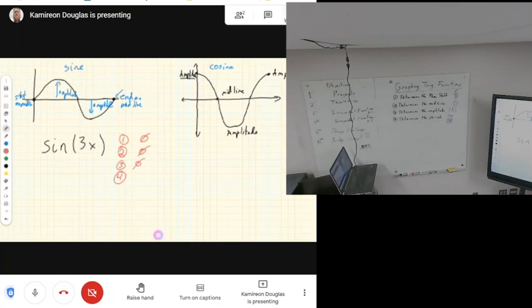Not 1/3 either. The new period is 2 pi over 3. Remember, you plug the b value into the function. So it's 2 pi over 3, so that's our new period. Meaning we'll take exactly 2 pi over 3, we'll graph this function.